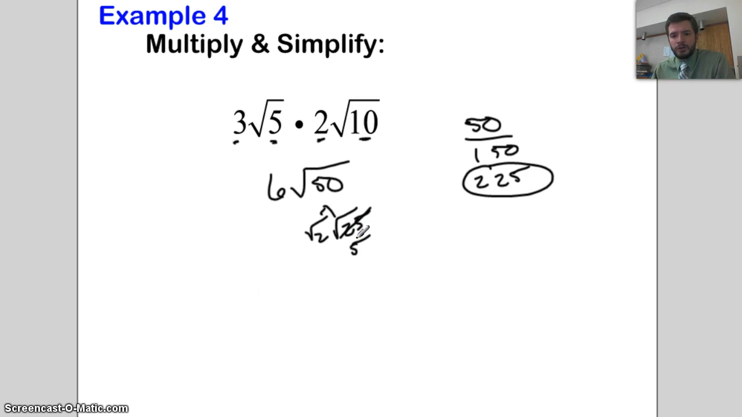Now again, make sure you are multiplying these outside numbers. Let me rewrite it for you just so you know what's happening. It's going to be 6 times 5 square root of 2. Then multiply the outside numbers, and it'll be 30 square root of 2.